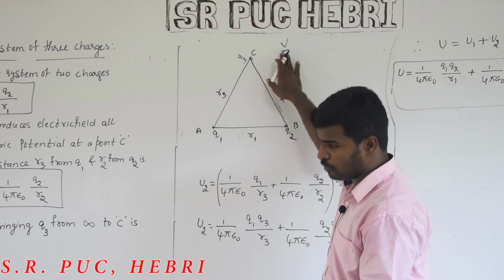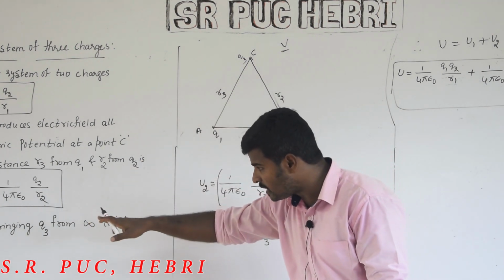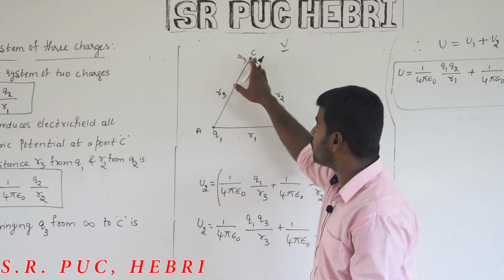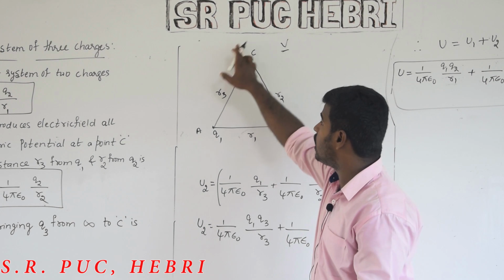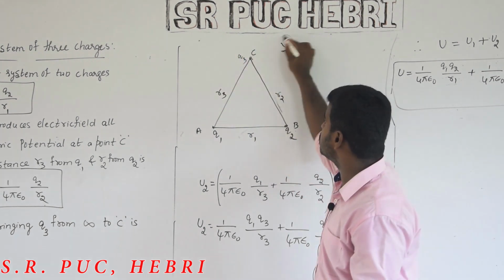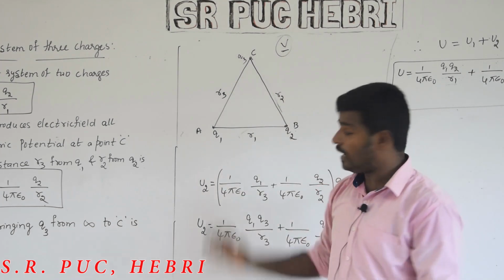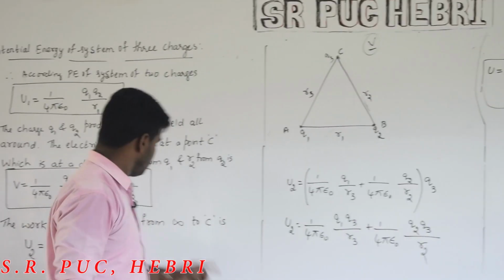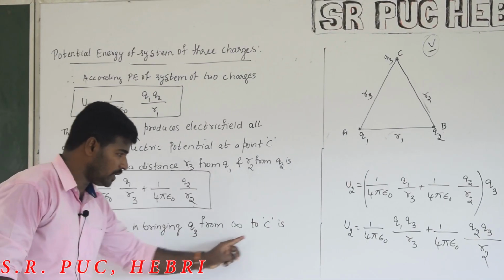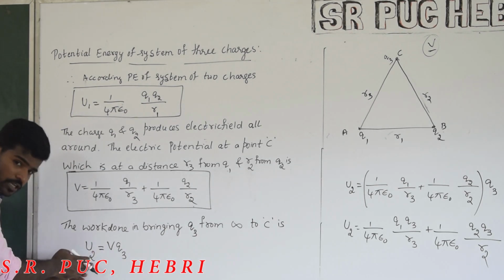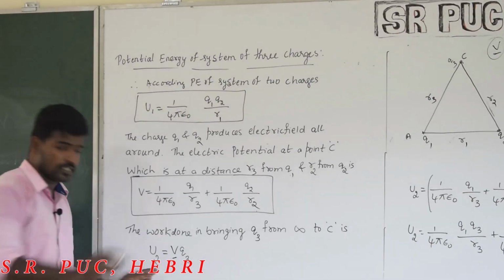Therefore, the work done in bringing the charge Q3 from infinity to C: when the charge Q3 is brought from infinity to C, the charge Q3 gains a potential energy, not a potential. That potential energy is because of a potential, and that potential is because of these two charges. Therefore, the work done in bringing charge Q3 from infinity to C is given by U2 is equal to V times Q3. The potential energy of the charge Q3, U2, is because of the potential V.